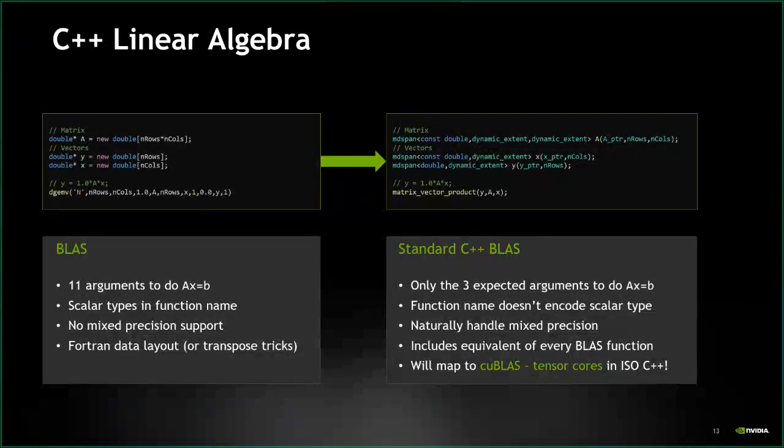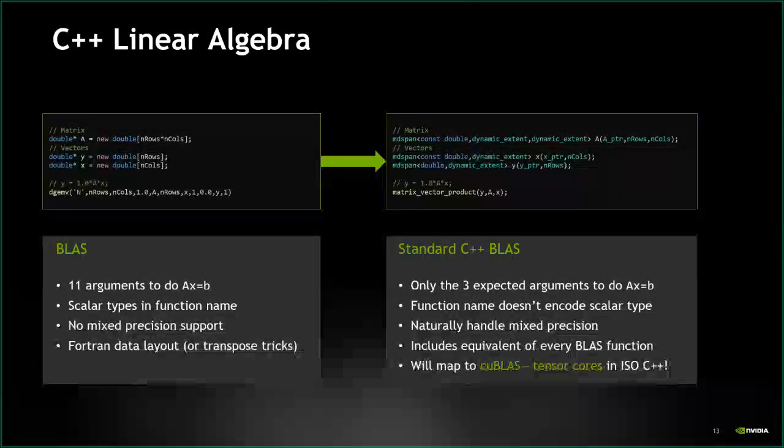You have to either deal with it in your application, or you have to do transpose tricks with how you call the BLAS API. So all of this will get addressed with the C++ linear algebra proposal that's in flight right now. You can see that the call to matrix vector product has 3 arguments, the expected ones. You want to multiply A, X, and B, and you put A, X, and B as arguments into the API.